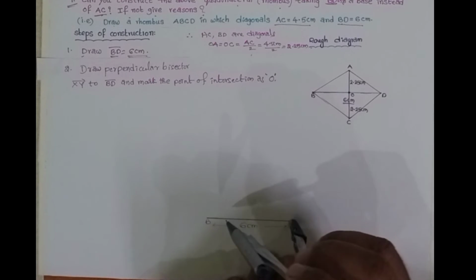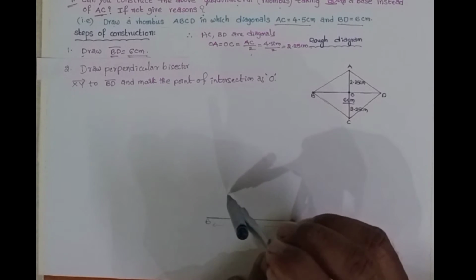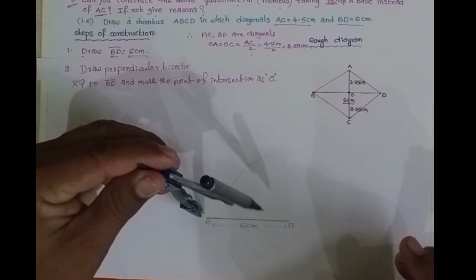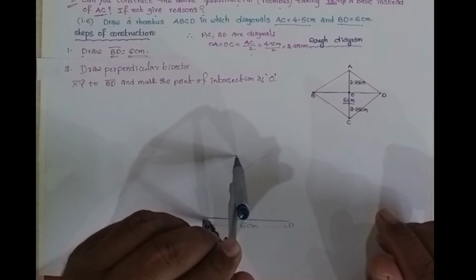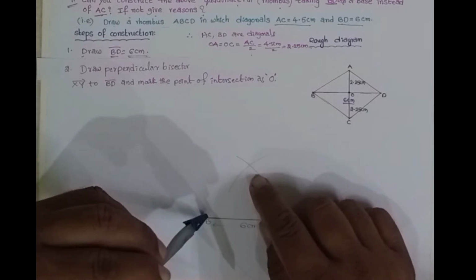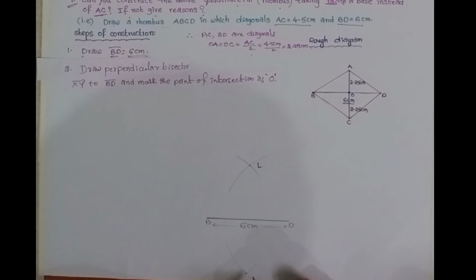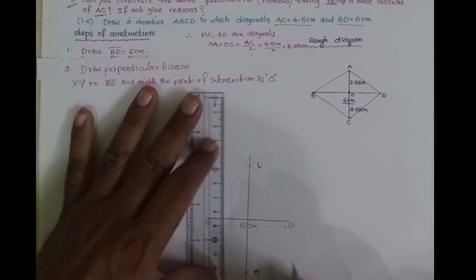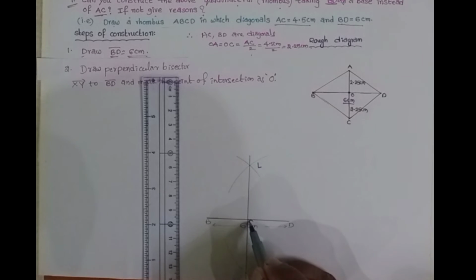Taking D as center and radius more than half of the length of line segment BD, draw two arcs on either side of the line segment BD. With the same compass setting and B as center, draw two arcs to cut the previous arcs at points L and M. Join L and M and mark the intersection point of BD and LM as O.